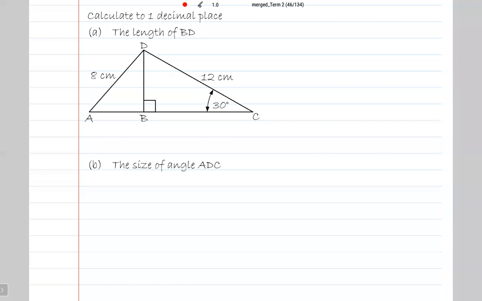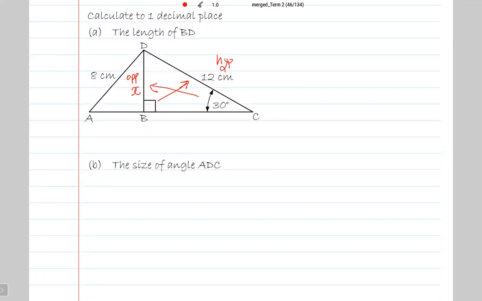All right, so the first thing we're asked to find is BD. BD, I'm going to call it X. I'm going to say that because X is in front of the 30, it is opposite to 30. So this is the side that is opposite to the angle 30 degrees. 12 is in front of the right angle, so 12 is the hypotenuse.